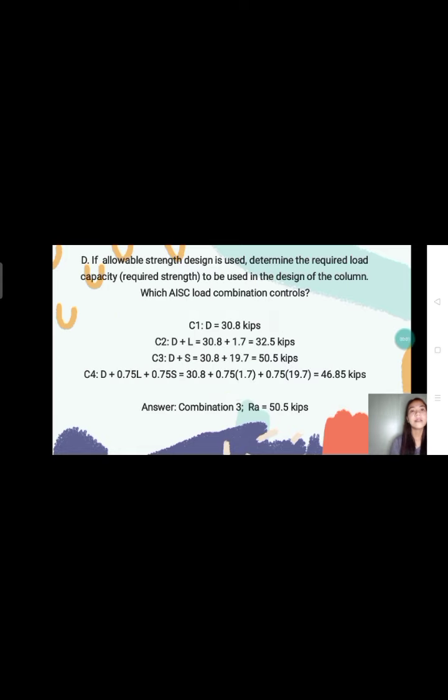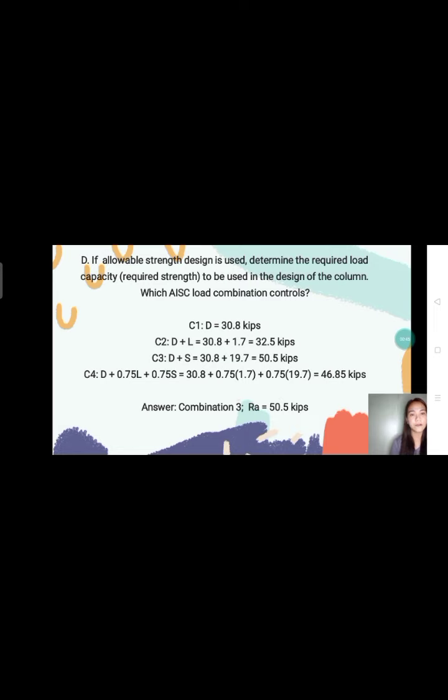Next, letter D. If allowable strength design is used, determine the required strength to be used in the design of the column. Which AISC load combination controls? So these are my solutions. For combination 1, D is equal to 30.8 kips. Combination 2, D plus L equals 30.8 plus 1.7, which is equal to 32.5 kips. For combination 3, D plus S equals 30.8 plus 19.7, which is equal to 50.5 kips.